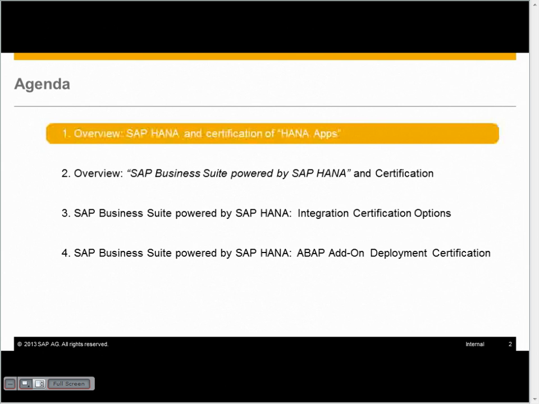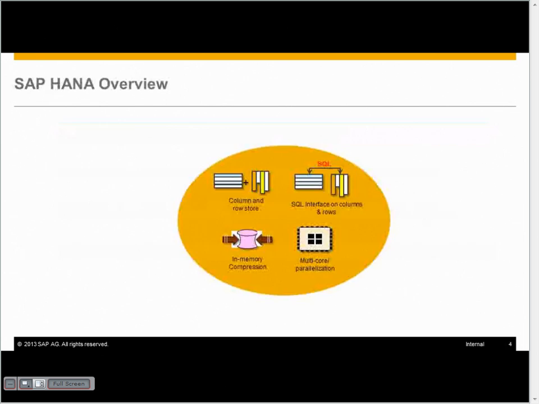So let's now jump right into the first topic. SAP HANA, as most of you might already know, is SAP's new in-memory database, providing the following core capabilities. We now have not only row store tables, but also column store tables. There's an SQL interface for accessing data in column and row store. We have in-memory compression for less main memory access and multi-core parallelization using multiple cores and threads.